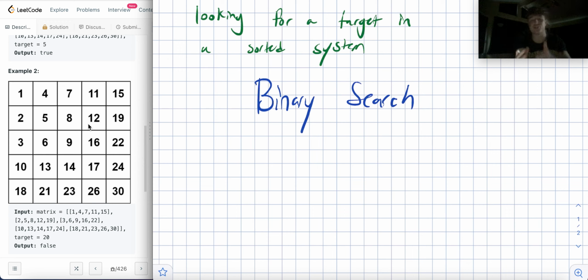Because with binary search, I can cut the system in half. And since it's sorted, if the value is greater than the value at the half point, then I know it must be to the right. If it's not, I know it's to the left. So now I've taken a system that was full, I cut it in half.